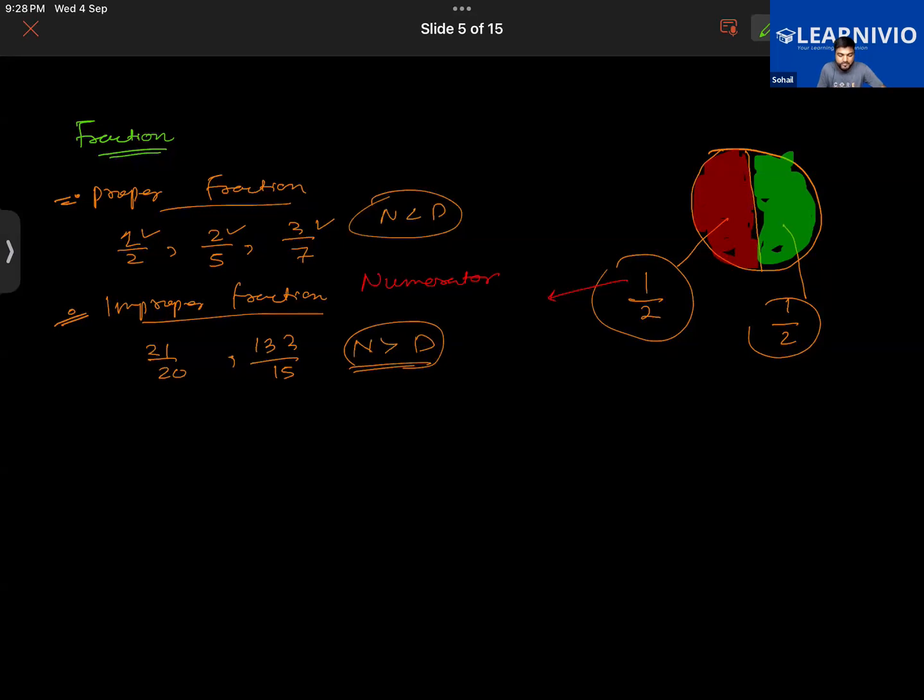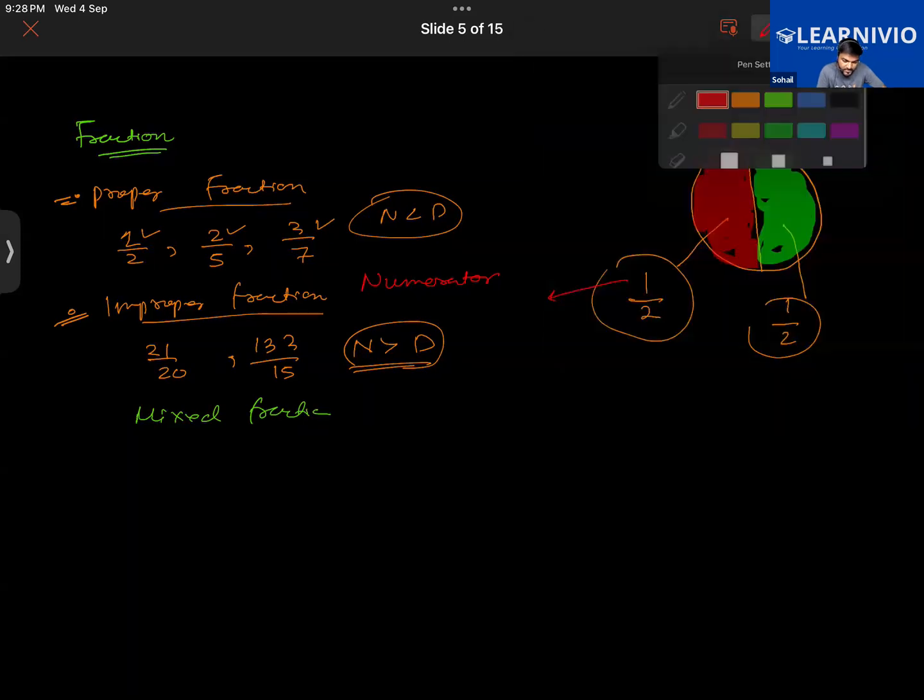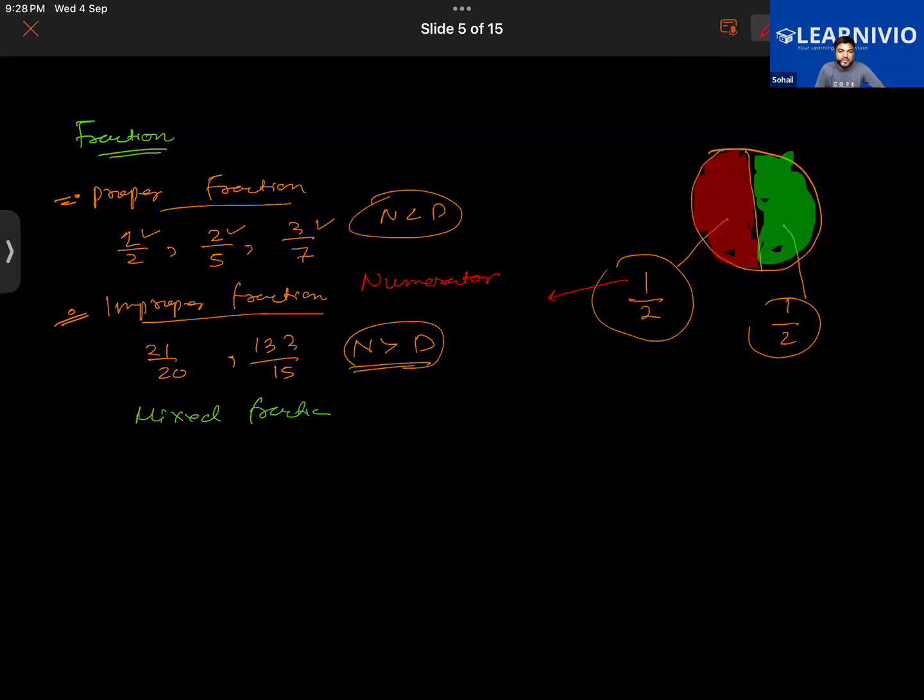Then we have the concept of mixed fraction. What is a mixed fraction? Basically, a mixed fraction has two parts: one is a whole number and another is a fraction. For example, a whole number 2 and then a fraction 1 upon 2; a whole number 6 and a fraction 1 upon 3; a whole number 5 and a fraction like 1 upon 100.